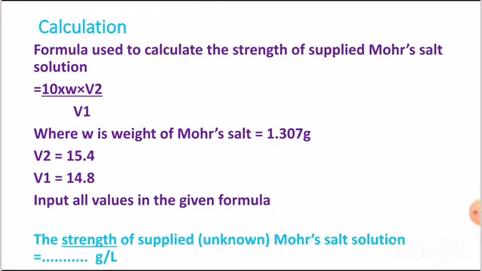Calculation. Formula used to calculate the strength of supplied Mohr salt solution is equal to 10 into W into V2 upon V1, where W is weight of Mohr salt, which is equal to 1.307 gram. V2 is 15.4 and V1 is 14.8. So input all these values in the given formula. Now we have calculated the strength of the supplied, that is the unknown Mohr salt solution, which will be equal to dash gram per liter.